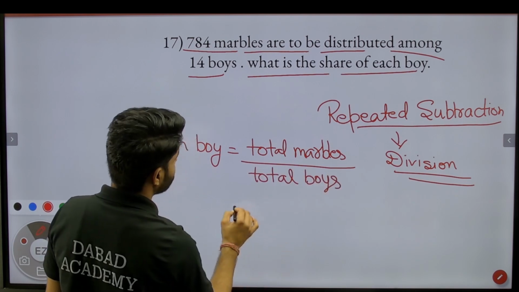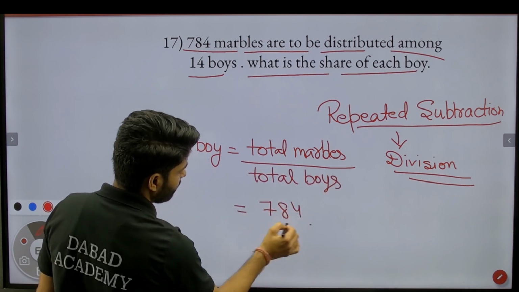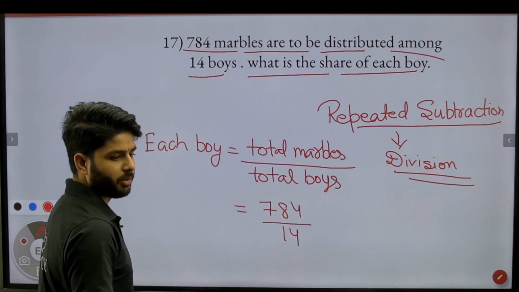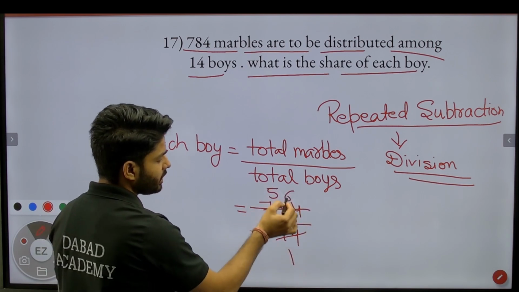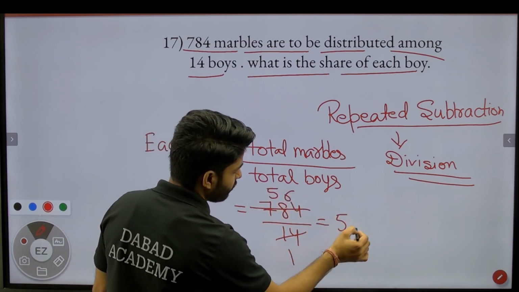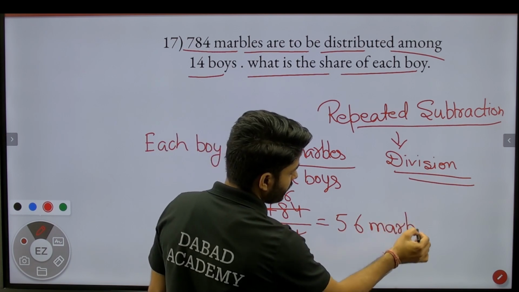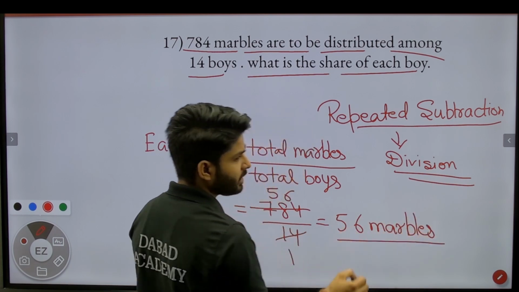The share of each boy is equal to total marbles divided by total boys, that is 784 divided by 14. Both numbers are divisible by 14: 14 1 14, 14 5 70, 14 6 84, that is equal to 56 marbles. So the share of each boy is 56 marbles.